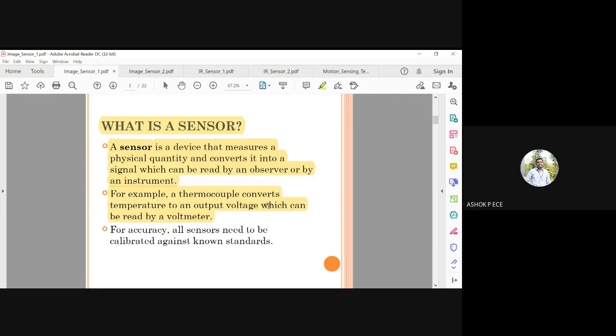You have a thermocouple. A thermocouple converts temperature into an output voltage. You take a metal, and one end you dip in a hot liquid. The other end you keep at a cold temperature. Because of the difference in temperature, an output voltage is generated. So the thermocouple converts the temperature change into voltage.